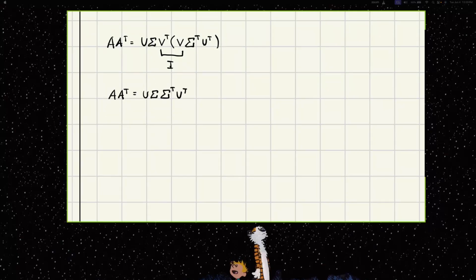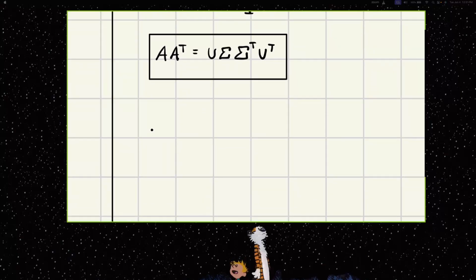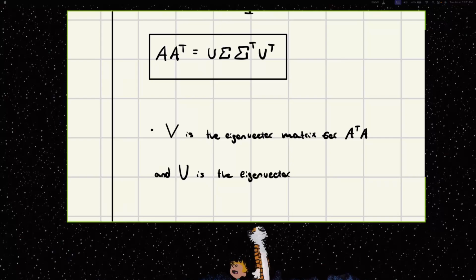So this will give us essentially another formula for whether we decide to compute U first or V. And more importantly, it tells us that V is the eigenvector matrix for A transpose A, and U in turn is the eigenvector matrix for AA transpose.